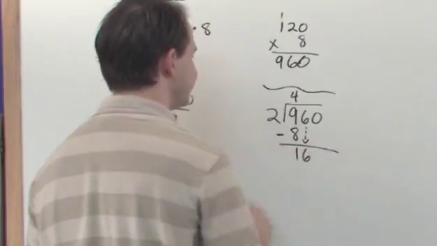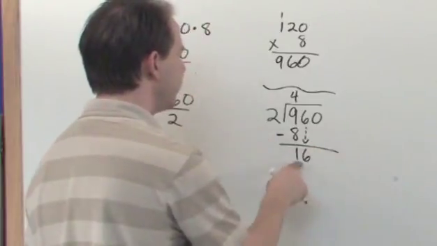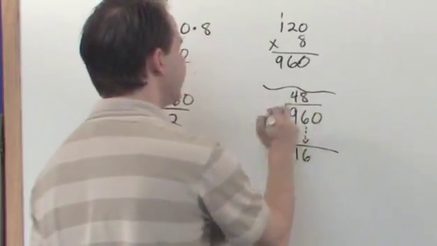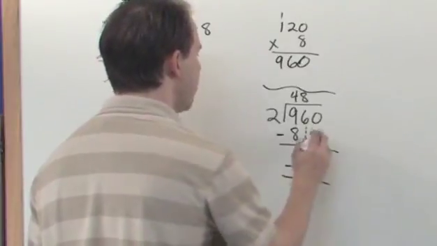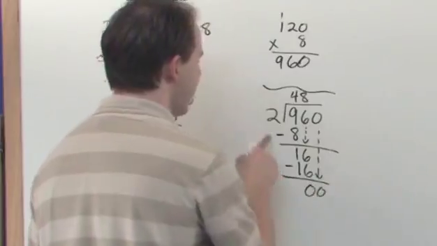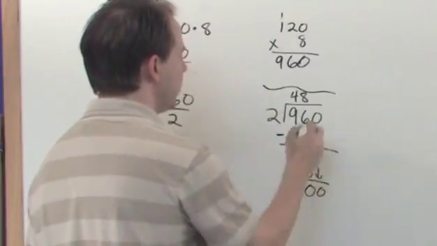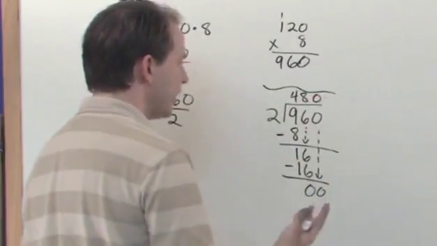Drop down to 6. How many times does 2 go into 16? It goes 8, because 8 times 2 is 16. So we subtract, getting 0, and dropping down 0. How many times does 2 go into 0? It goes 0 times. It can't go in at all.